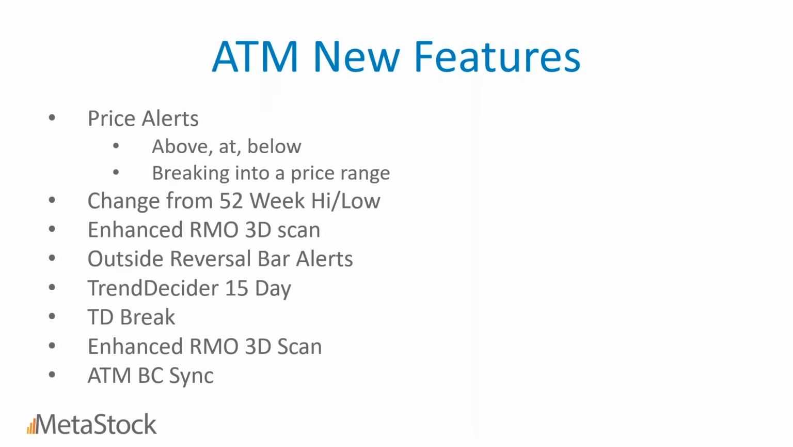To cover the things that have actually been added, we've got the new price alerts where you can say, okay, I want you to alert me when IBM goes above 71 or down below 71, or maybe when it breaks into a price range of 71 to 85. One of the things I really like as a way of finding stocks that have been moving pretty dramatically is the change from the 52-week high or low, which is now part of the PowerScreener you can add. You've got the enhanced RMO 3D scan, the outside reversal bars, the 15-day TrendDecider, the TD break, the enhanced RMO 3D scan again on there, and the ATM BC Sync.